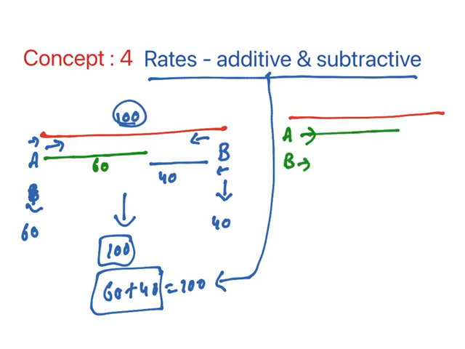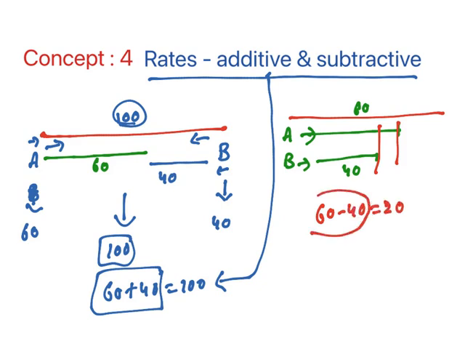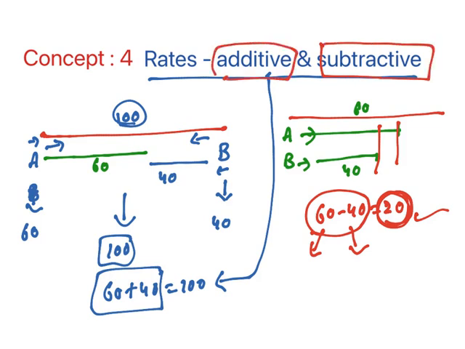So in 1 hour, A will be covering 60 kilometers, whereas B just goes 40 kilometers. So what is the distance between these two? 60 minus 40, that is 20. So here you have subtracted the rates. This is R1 and R2, and you get the distance here. So sometimes rates are subtractive, sometimes rates are additive.